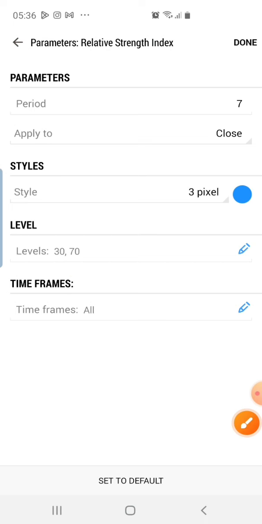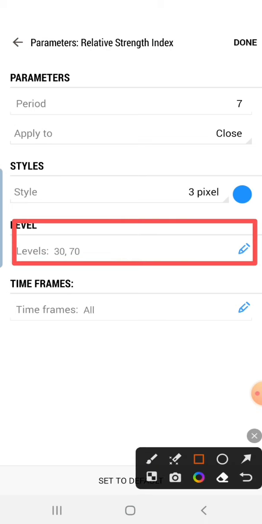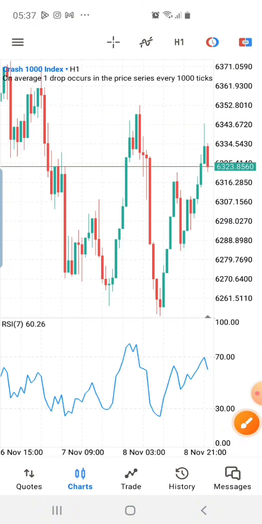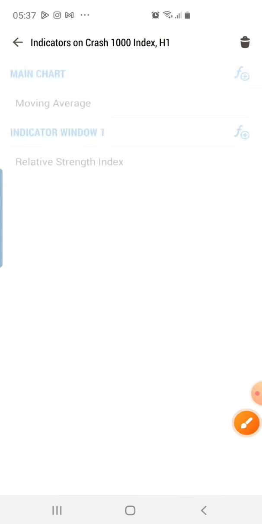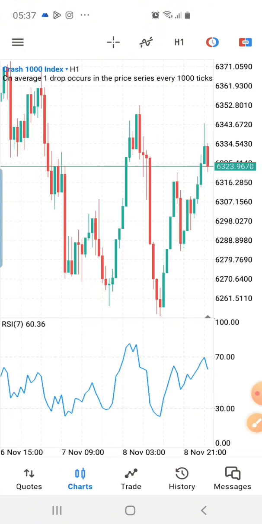Then the next thing you want to do is that you will come here. Okay, these levels, just come to the levels, because if you come to the chart, you have level 70 and you have level 30, but you can see the line is faint. You might not be able to see this line clearly. So what you need to do is to come back to your RSI, come to these levels, okay, and click on this plus button here.